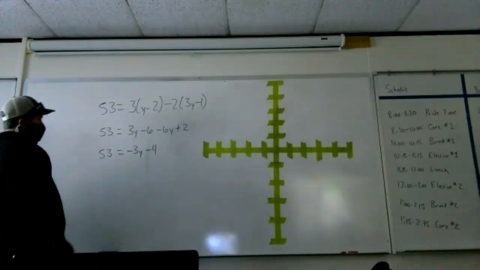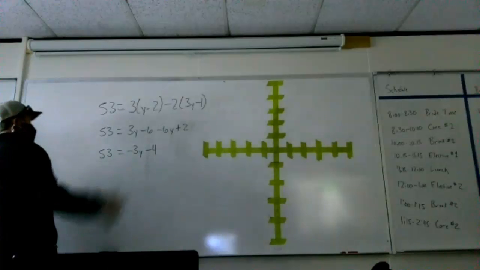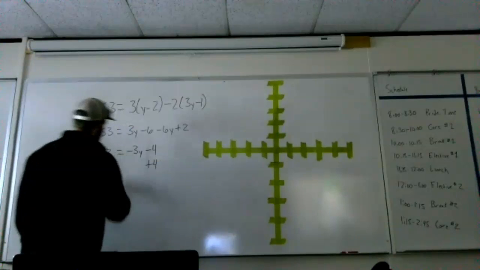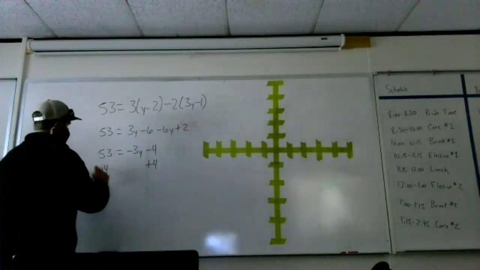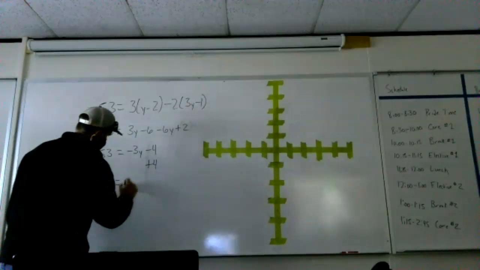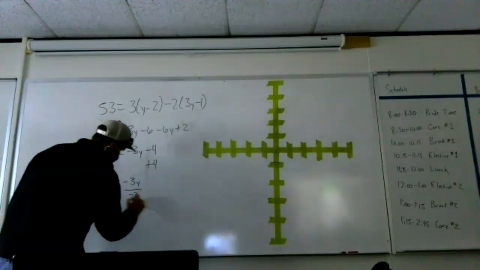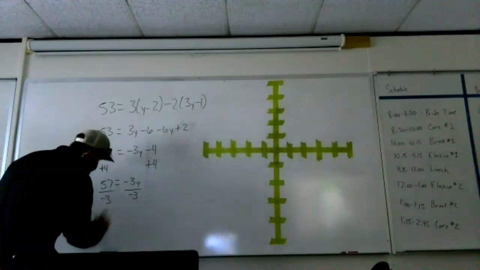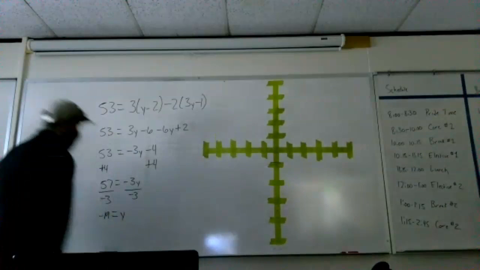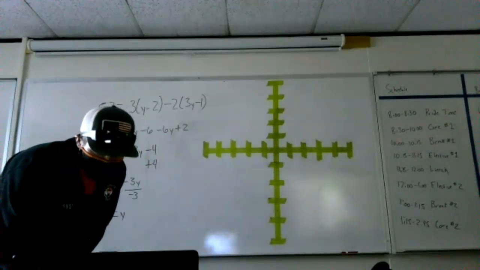Still want to isolate the y variable, so I'm going to take care of my addition and subtraction first because I am reversing PEMDAS. So I'm going to add 4 to both sides. And I'm going to be left with 57 is equal to -3y. And I'm going to divide by -3 to completely isolate my variable. And I'll be left with -19 is equal to y. So -19 is my solution on this problem.